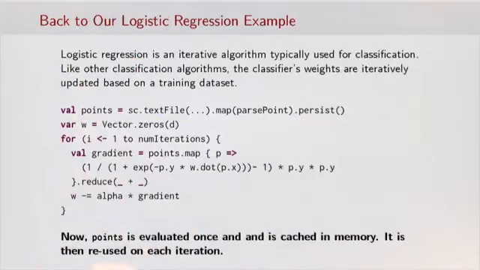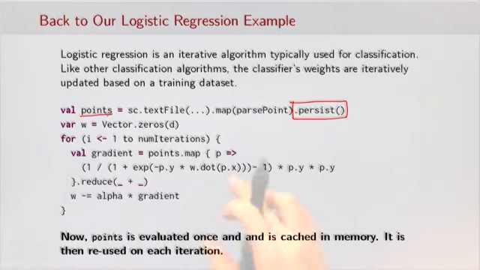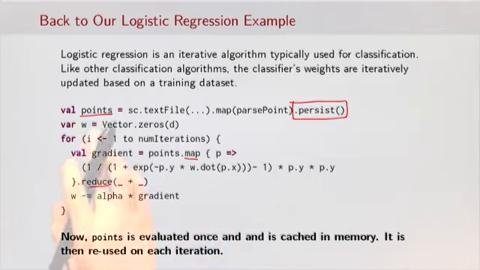So if we go back to this logistic regression example that we just saw, we can add persist to this points method here, and that will prevent us from having to evaluate it on every iteration. Now we just evaluate it once, and then we reuse that data set that's sitting in memory each time we do this map and this reduce on this points data set to compute this gradient on each iteration. So here we can save a lot of effort and not have to continually recompute this RDD by caching it in memory the first time we use it.